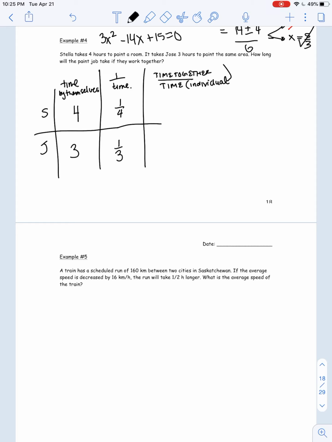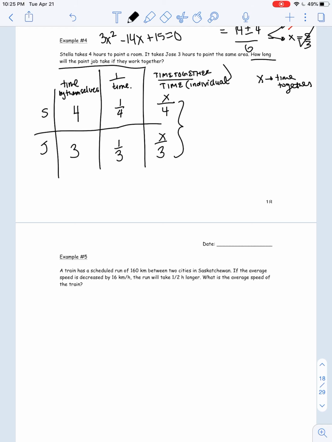So time together is, we don't know that. So that's actually our question. How long will it take for them to work together? So whatever your question is, that should be your X. So this is our time together. So whatever we don't know should be set as a variable. So I'm going to put X and X at the top, and Stella's individual time is 4 and Jose's individual time is 3.